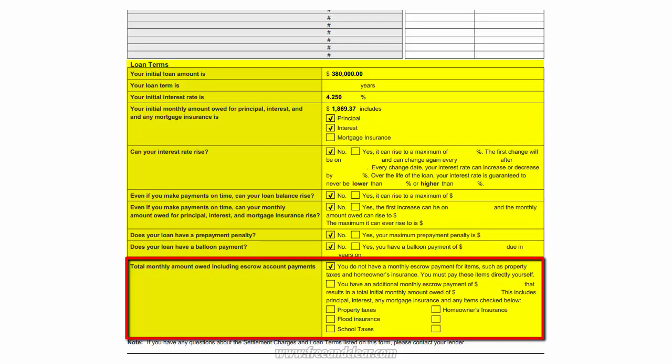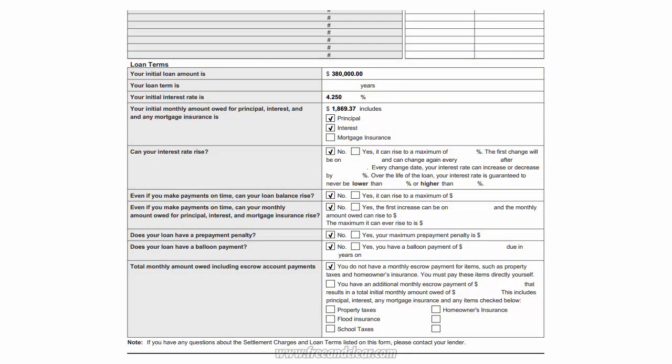Lenders require an impound account in cases where the loan-to-value ratio, or the ratio of the amount of the mortgage to the value of the property you are buying, is greater than 90%. Government-sponsored mortgage programs such as FHA and VA loans also require an impound account. In this case, the borrower will make these payments directly when due, so the box for no is checked. That brings us to the end of our example HUD-1.